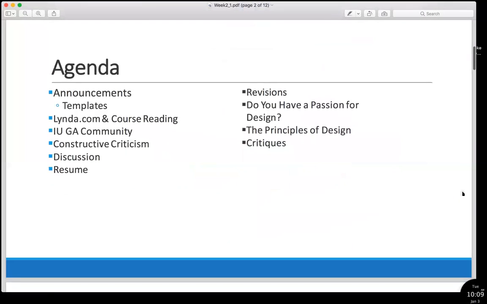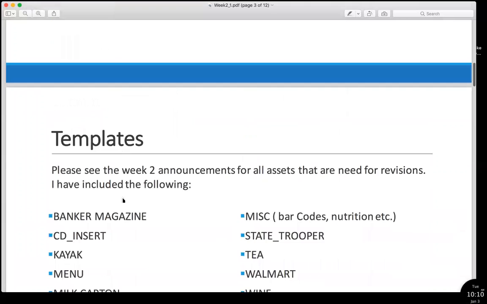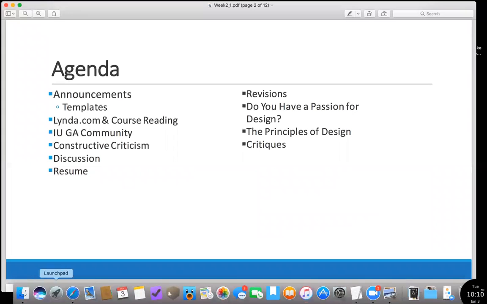So this is what we're going to do today. We're going to go over the announcements for a second. I'm going to talk about some templates that I'm going to have available to you. And then we'll talk about lynda.com and the course reading for this week, and the IUGA community. We're going to talk a little bit about constructive criticism, and then about the discussion for this week and the resume for this week. And then we're going to talk about revisions, and we're going to talk a little bit about passion and the principles of design again. And then we're going to get into the critiques. Okay. So let's start by looking at our course announcements.